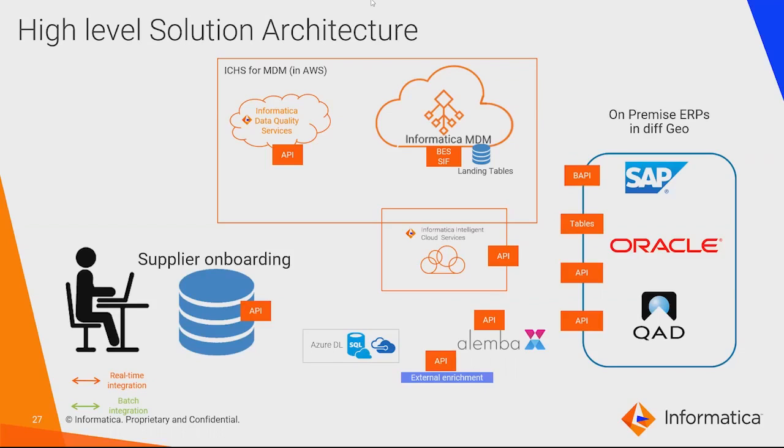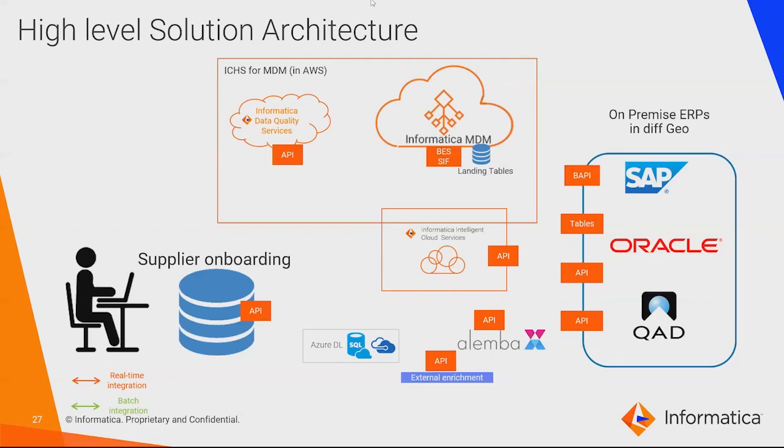In terms of ERP systems, we were dealing with SAP, Oracle, and QAD. Most of the integration requirement with SAP was using APIs, and so we used the BAPI connector. Oracle R12 had both batch and real-time needs. QAD was mostly using APIs, and the data lake was built on Azure, which was supposed to be a batch feed. On top, the Informatica hosted MDM was on AWS.